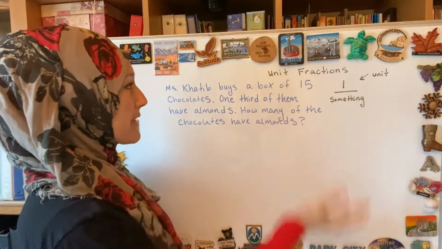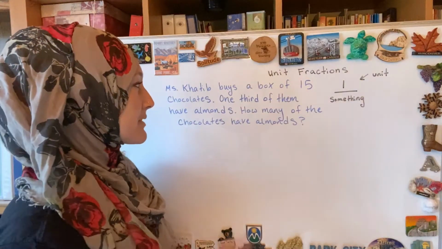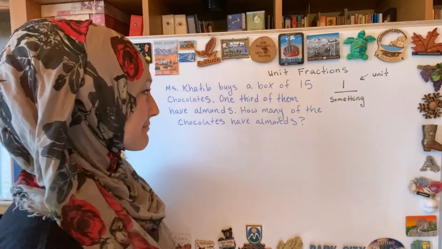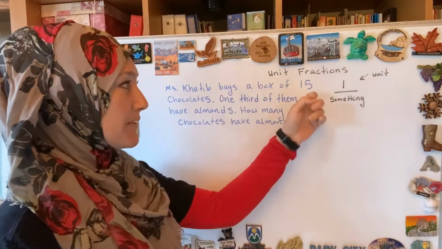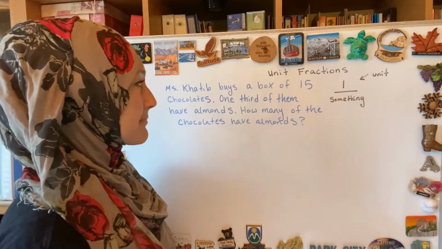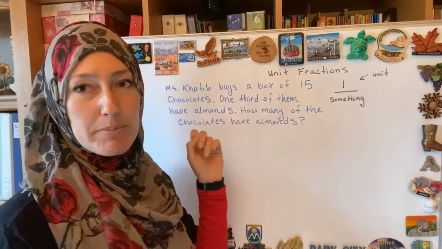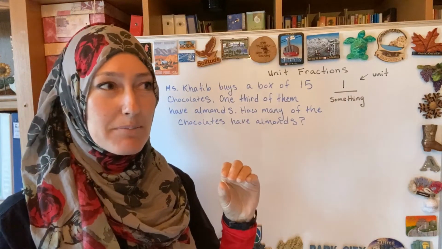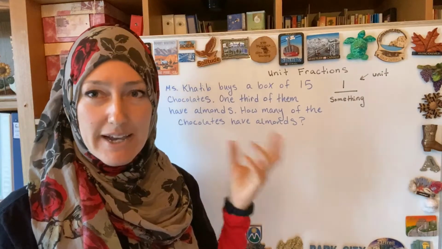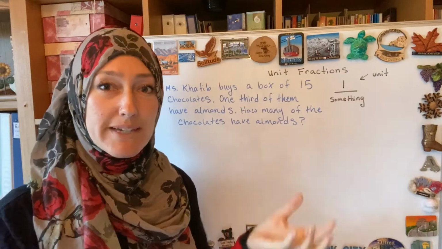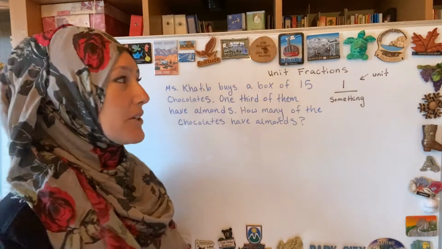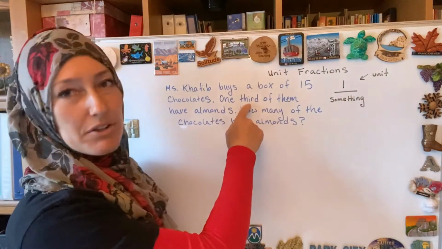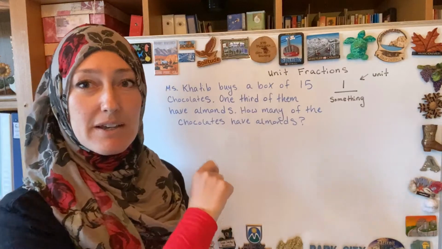So I bought a box of chocolate. Some of them were almond. How many of them were almond? So there's 15 in the box. 1/3 of them are almonds. A fraction is not telling me an actual number, it's telling me a relationship between a part and all of the amount. So it's telling me 1 out of every 3 is going to be an almond one.